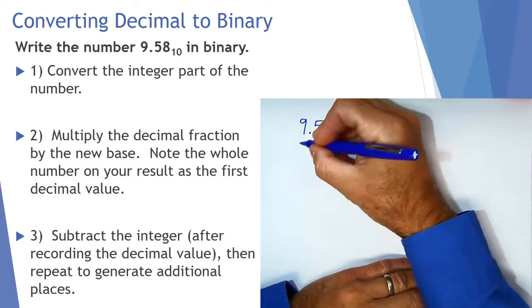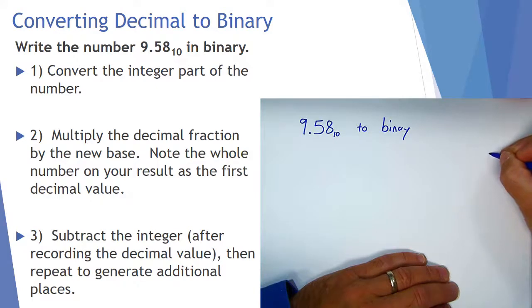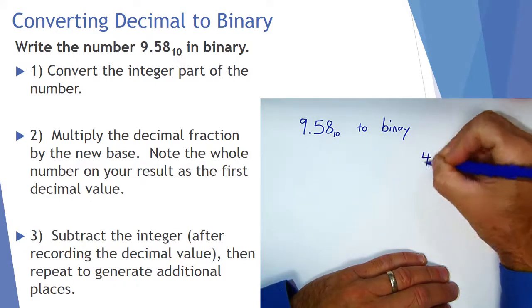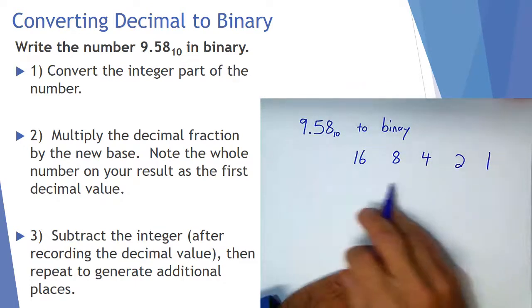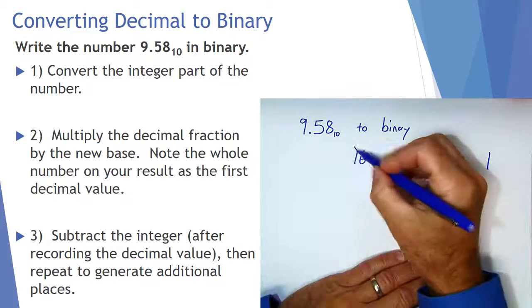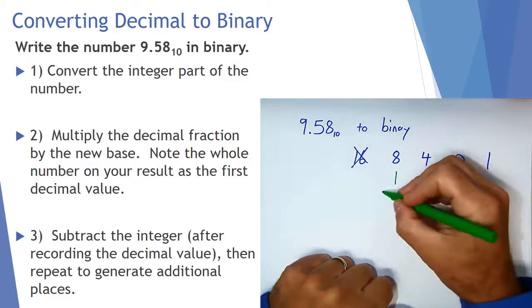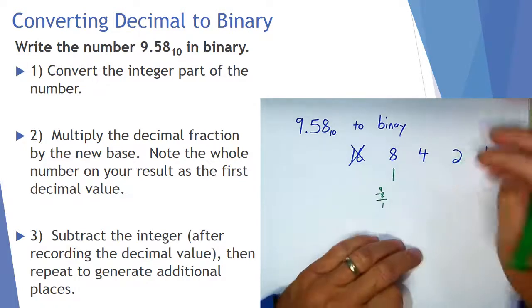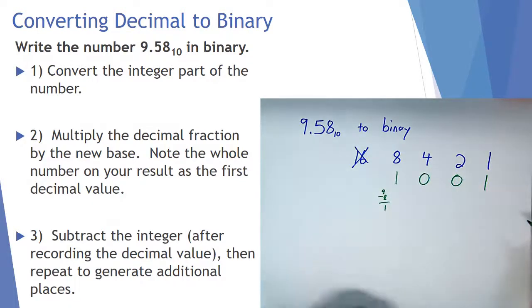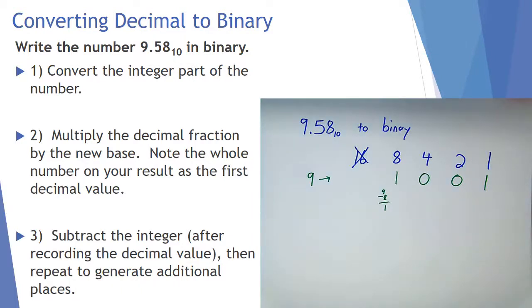So let's start with the 9. List all your powers of 2 starting at the right, and so we have 1, 2, 4, 8, 16, and that's going to be enough for our purposes. What's the biggest one that fits into 9? Well, 16 doesn't, but the 8 does, and so 8 fits into 9 one time. And of course 9 minus 8 is going to leave us with 1 left over, so it's going to be no 4s, no 2s, and that 1 left over. So 9 is equivalent to 1001. That's the first part of this process.